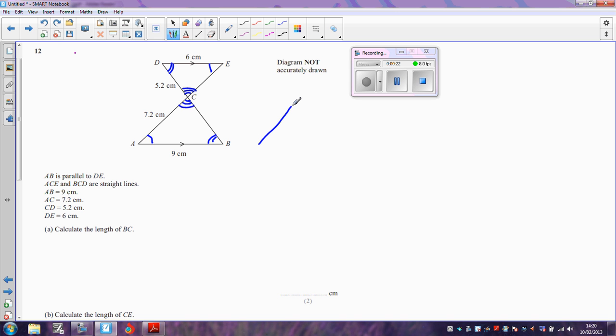And I'm going to draw the two triangles separately. So here's my bottom triangle. There's A, B, and C. That's 7.2, and that's 9. And if I just draw the angles properly.